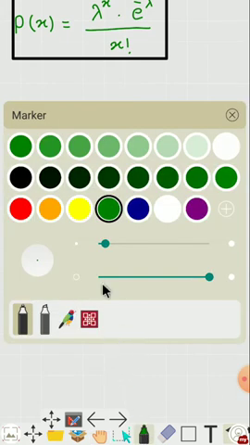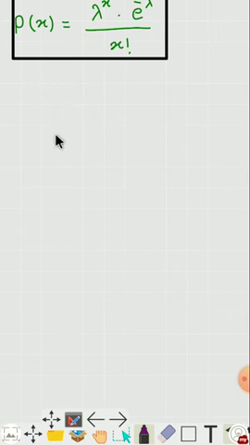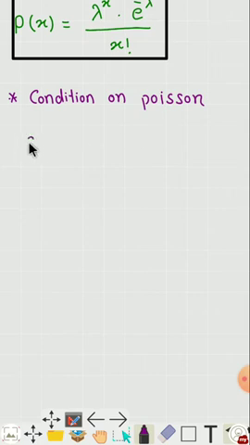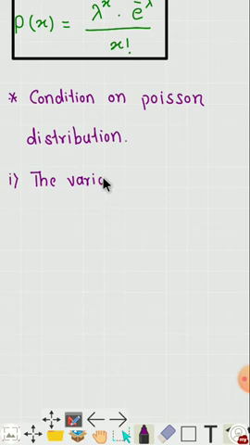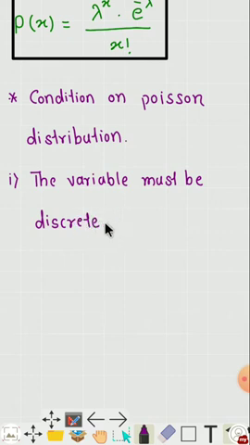Okay, so there are some conditions on Poisson distribution. What are these conditions? We will write here now some conditions on Poisson distribution, that is important. So the first condition is: the variable must be discrete. That is, the variable must take values like 1, 2, 3, 4, and so on.